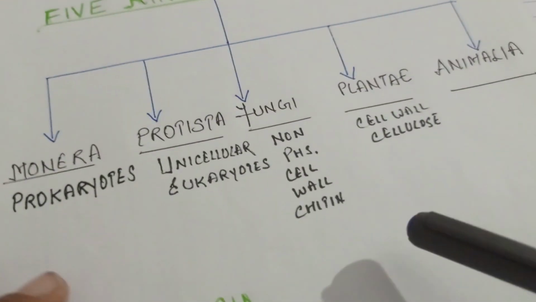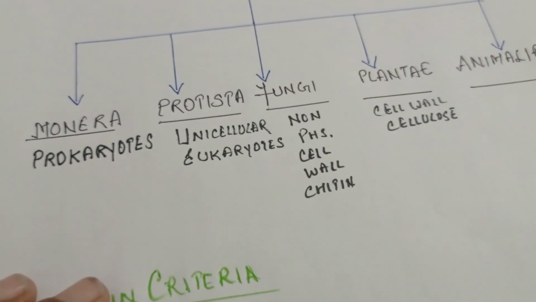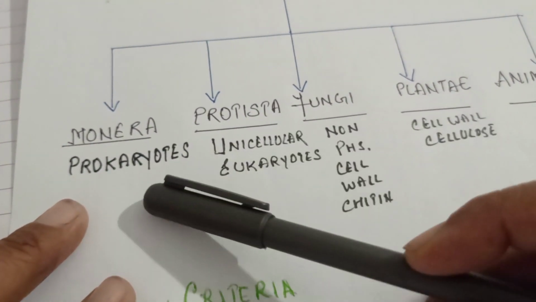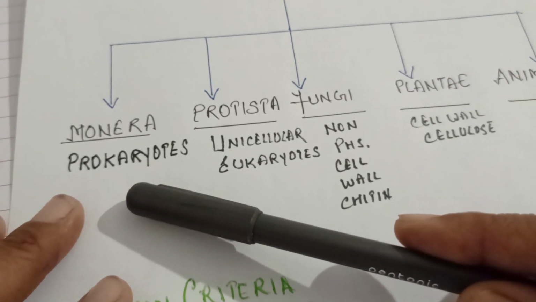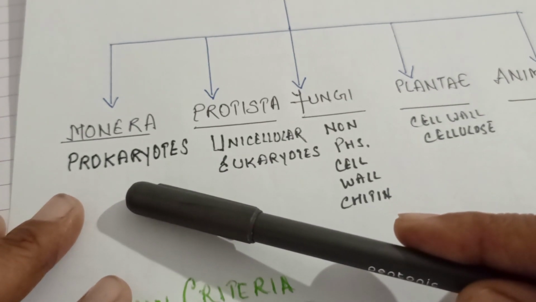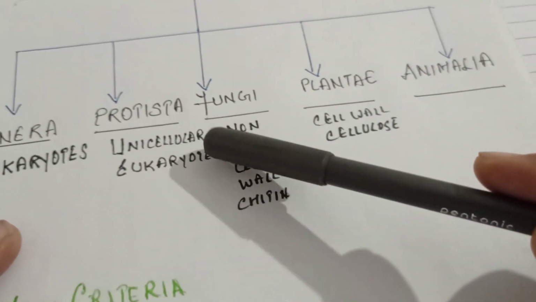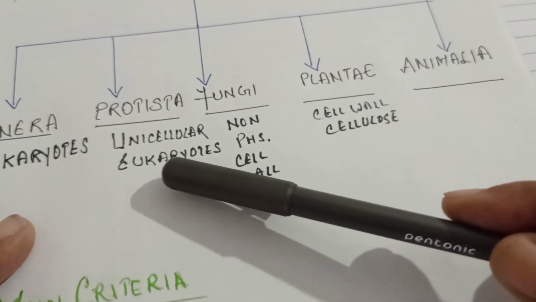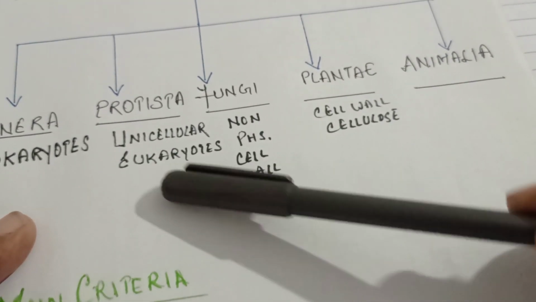Briefly, here I will explain what is included under this. All this you will study further. Kingdom Monera included all the prokaryotes. Prokaryotes are very simple organisms having a very simple cell structure. Then from Protista, eukaryotes started.